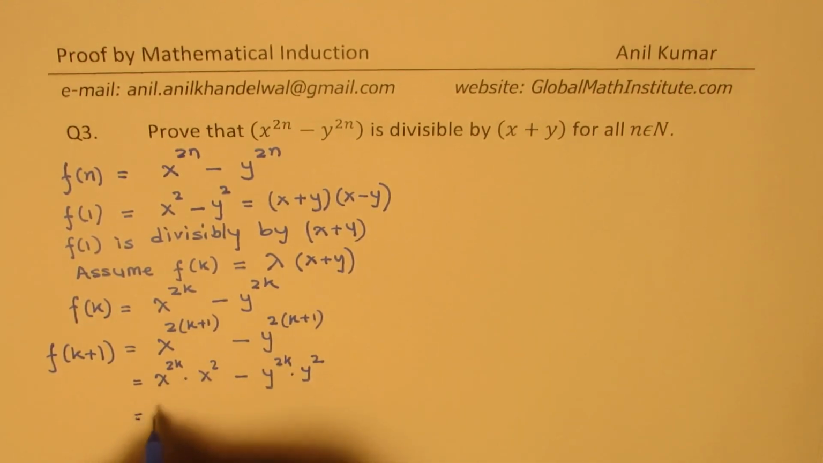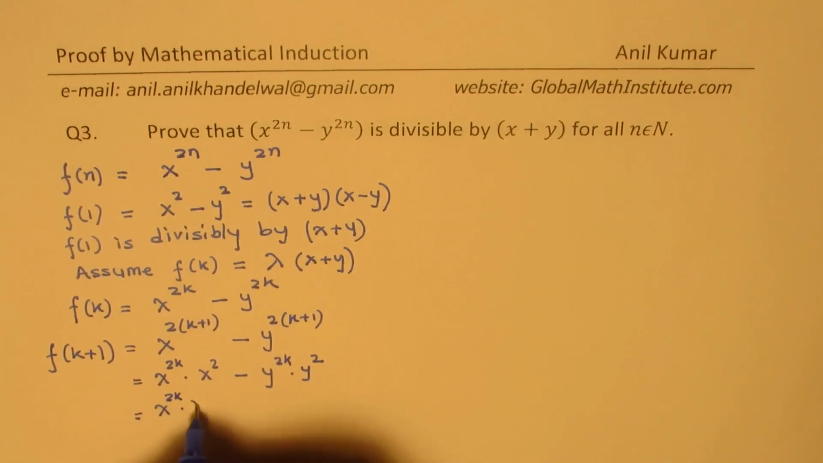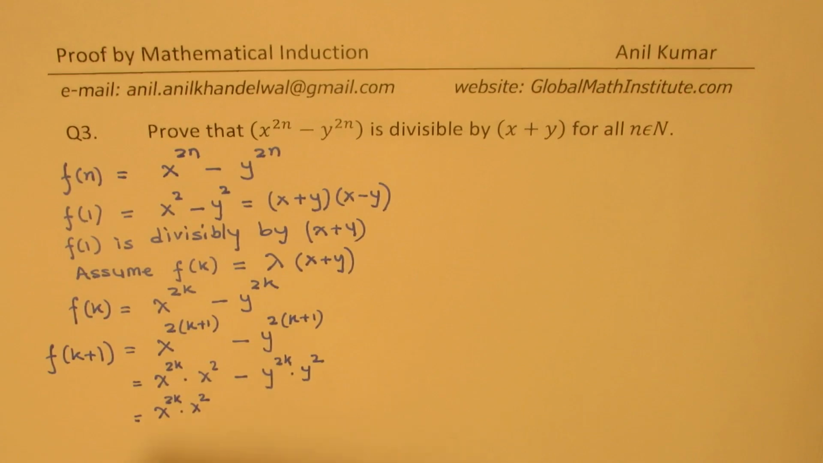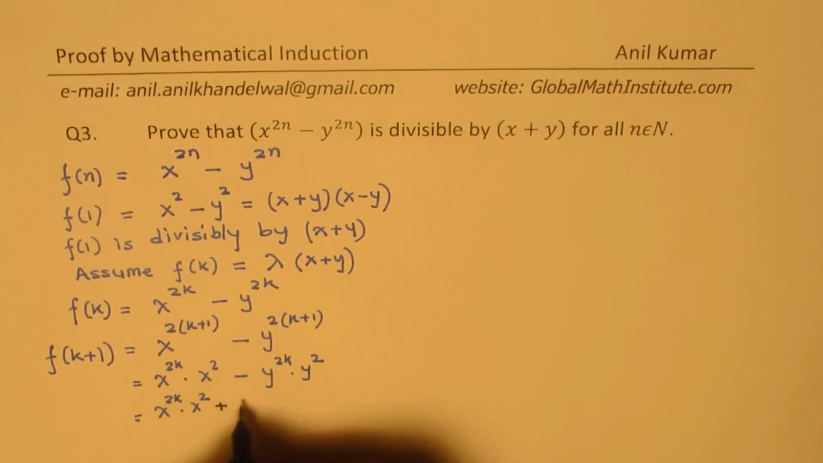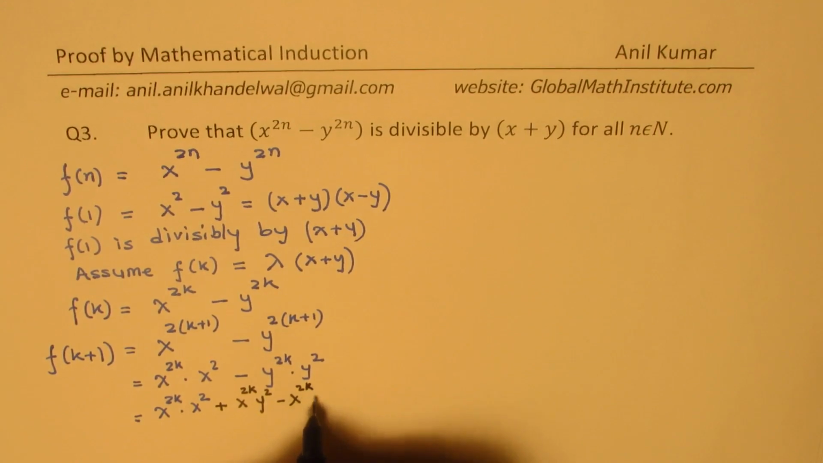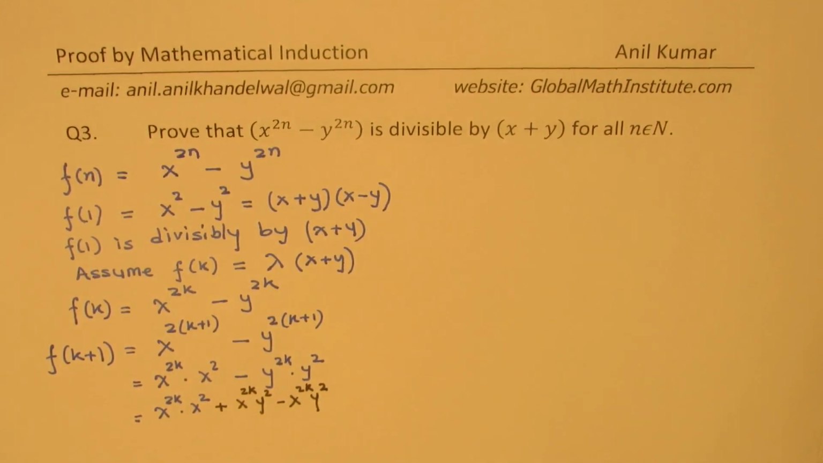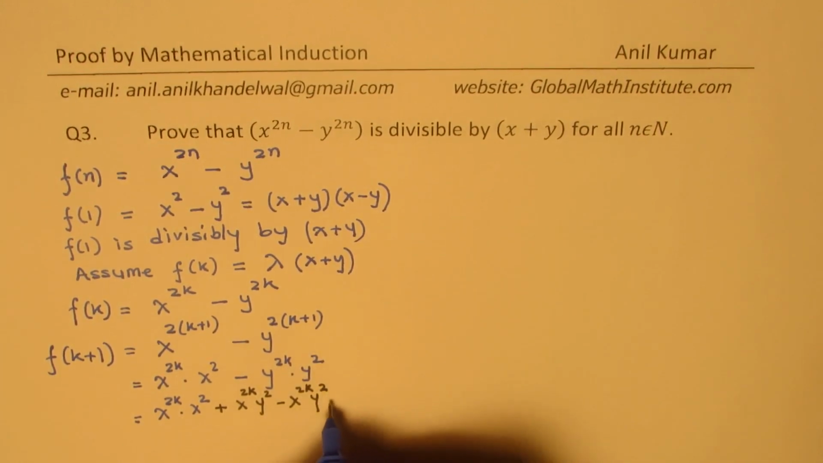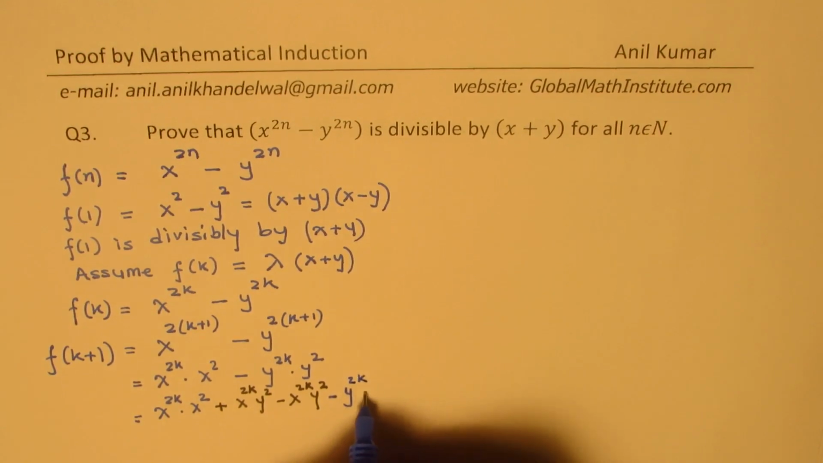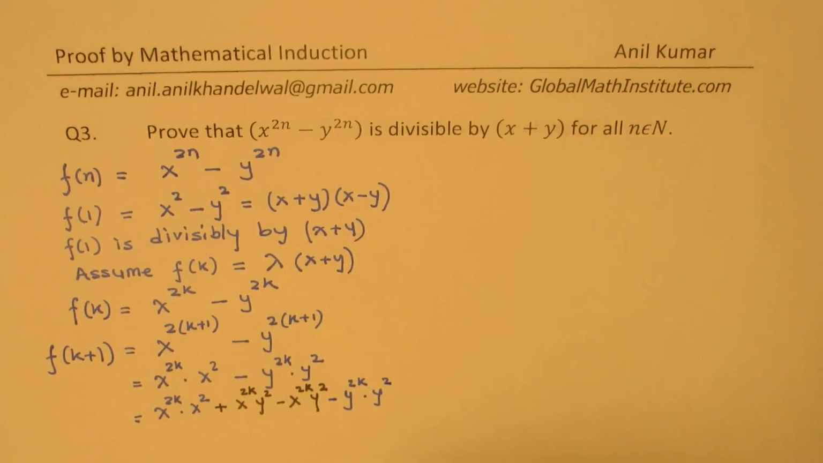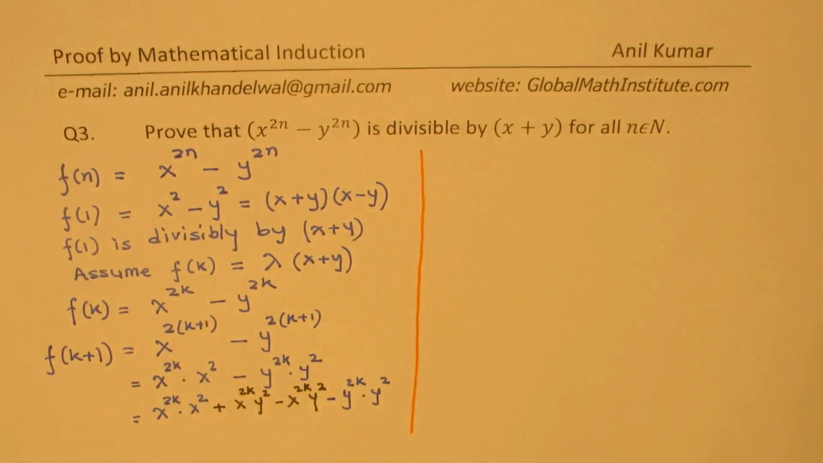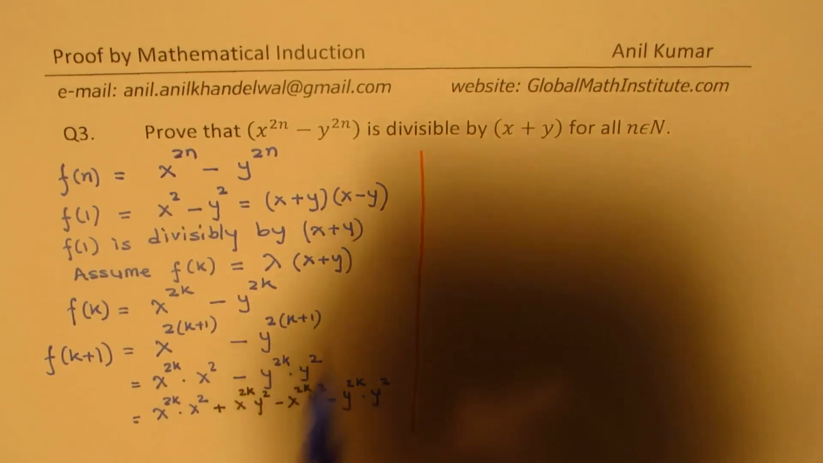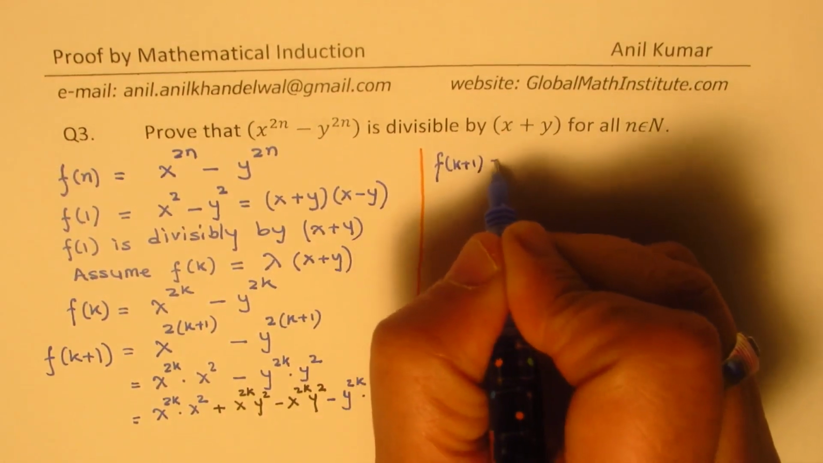So what we'll do here is we'll rewrite this as x to the power of 2k times x squared, and we are going to add a term here since we want x plus y. So we'll write plus x to the power of 2k y squared and minus x to the power of 2k y squared. Do you see the strategy? And we already have the second term, which now becomes the fourth term, as minus y to the power of 2k times y squared. Perfect. Now from here, we can take common factors and then show that the given function is indeed divisible by x plus y. So we'll write this as f(k+1) equal to.